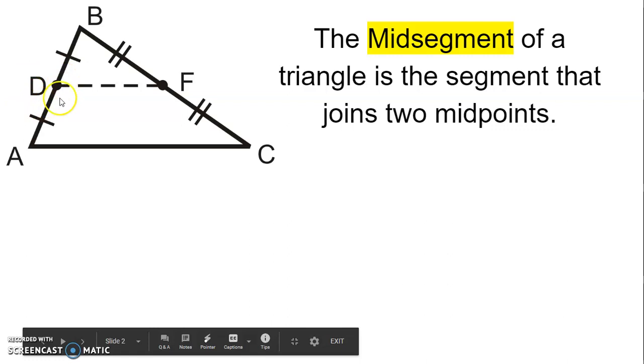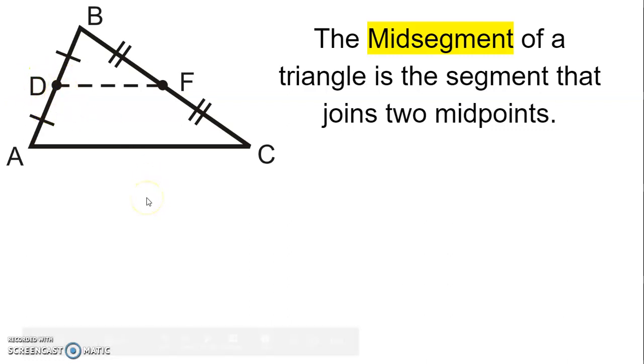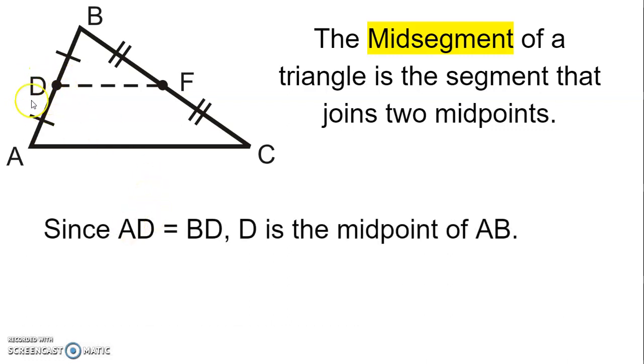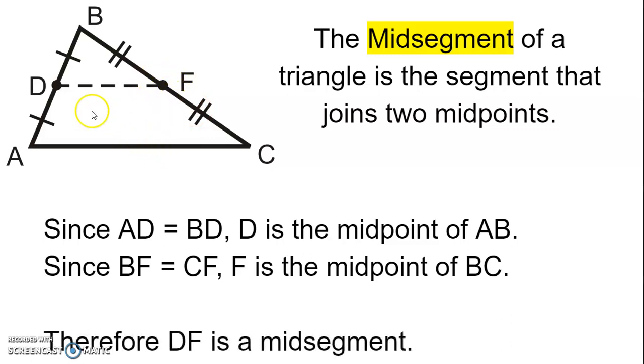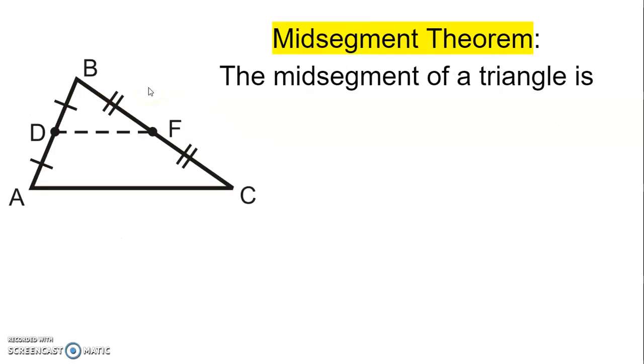So right here I recognize that D, since AD and BD are both congruent, is the midpoint. And similarly, on the other side, BF and CF are congruent, therefore F is the midpoint, and that clearly makes segment DF a midsegment. So this is what we're looking for. We're looking for this segment right here. It's called the midsegment.